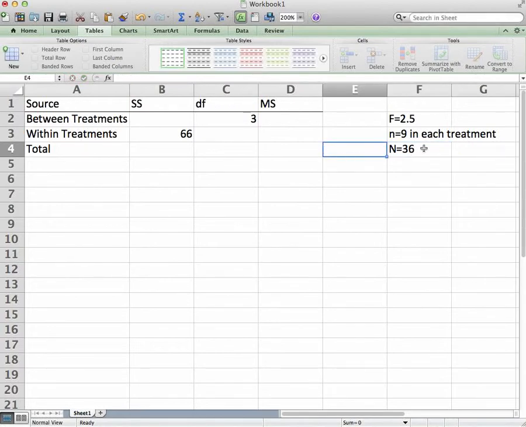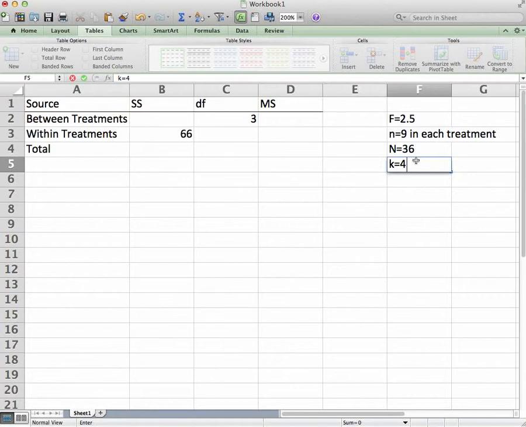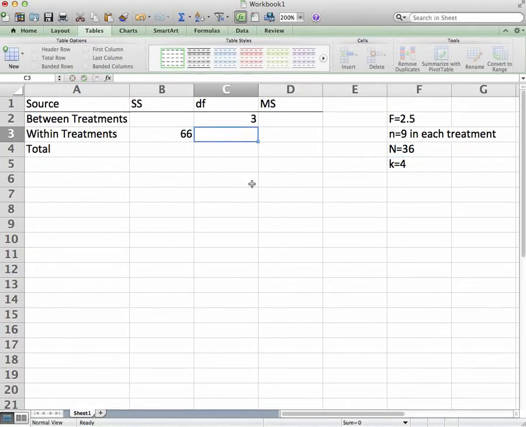So 36 total scores. Well, if we knew that k was 4, how do we know that? Because there are 4 treatment conditions. And we know that N is 36, then you know degrees of freedom within treatments, because that's big N minus k. 36 minus 4 equals 32. Okay, now we're getting somewhere.